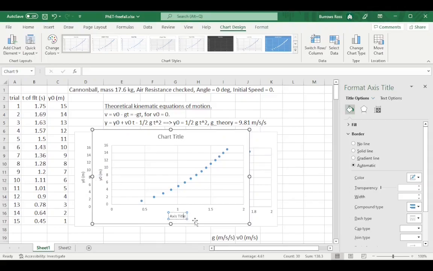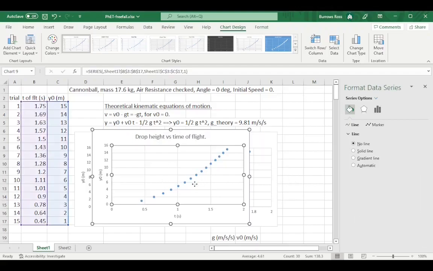I can do this or not do it as I choose. In this case, I'm choosing to do it. Here we could call this time of flight. I'm just going to call it T. I know that T is the time of flight, so I'll just leave it as T. And for the chart title, maybe I'll just call it versus time of flight. Something like that. And so here's all our data points plotted.